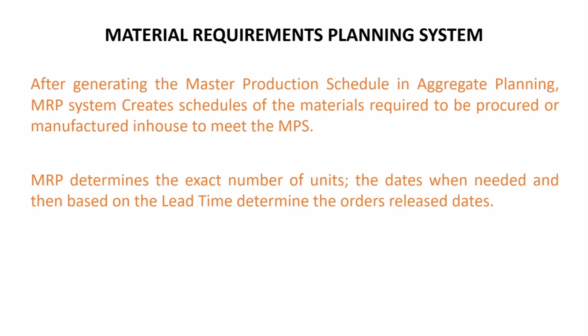After generating the master production schedule in aggregate planning, the MRP system creates schedules of materials required to be produced or manufactured in-house to meet the MPS. So, we will create the schedules for procurement as well as in-house production. MRP determines the exact number of units, the date when needed, and then based on the lead time determines the order release dates.